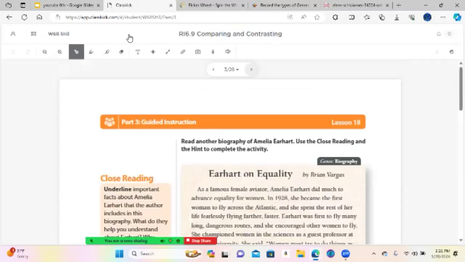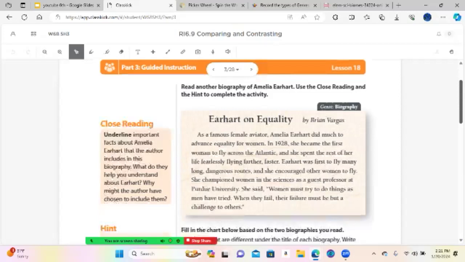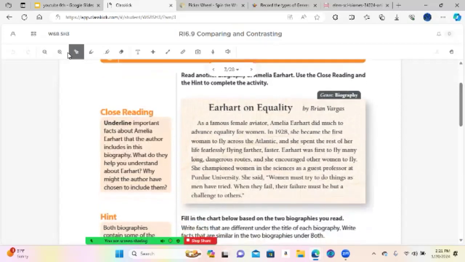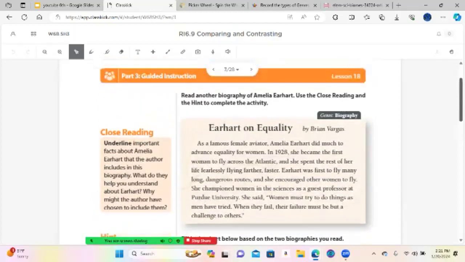And now let us read another biography of Amelia Earhart. And we're going to use the close reading and the hint to complete the activity. So the close reading asks us to underline important facts about Amelia Earhart that the author includes in the biography. What do they help you understand about Earhart, and why might the author have chosen to include them? So we will read and then we can respond to those questions.